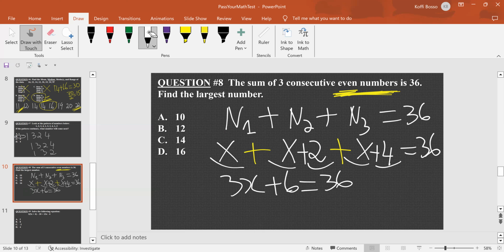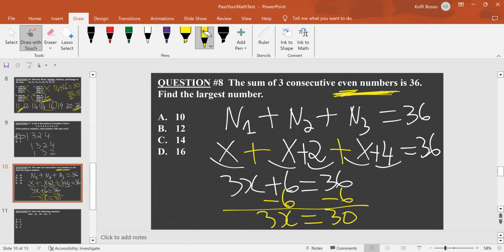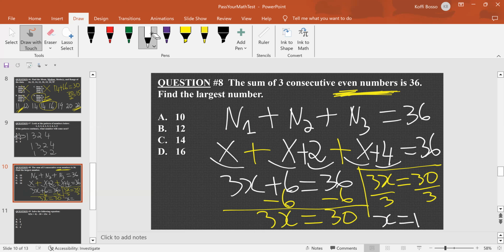How to solve for x? Here we will subtract 6 on both sides. Therefore, we have 3x is equal to 30. So if 3x is equal to 30, how to solve for x? We take 3x, which is 30, and we divide it by 3. We're going to have x is equal to 10.